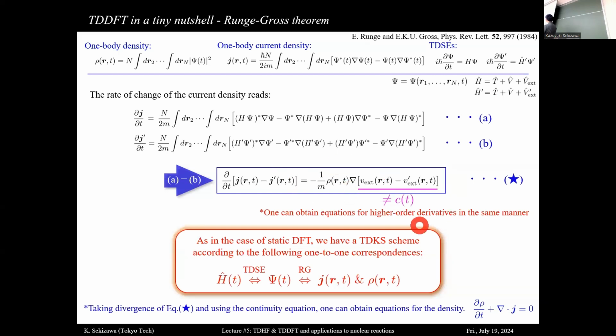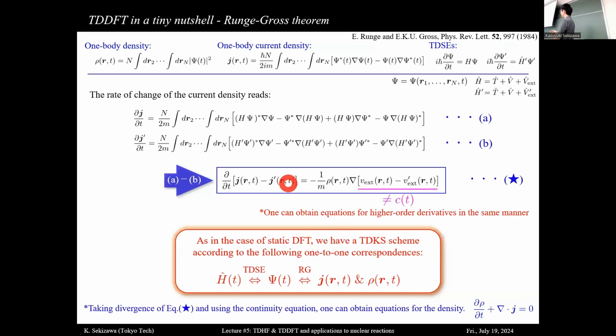And a similar equation holds for the right-hand side. So we can similarly show that if the external potentials are different, then rho and rho prime must be different. In this way, the Runge-Gross theorem shows that there is a one-to-one correspondence between the many-body wave function psi and the one-body density and the current density for all times.